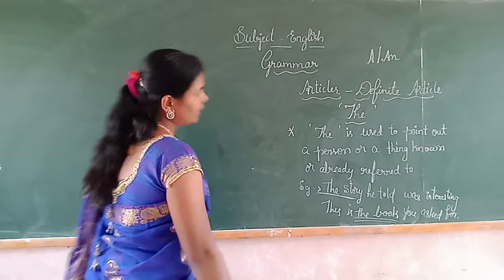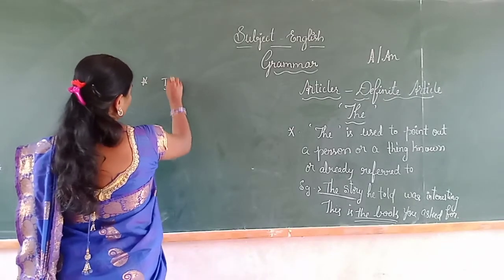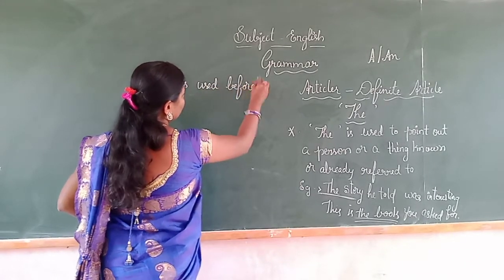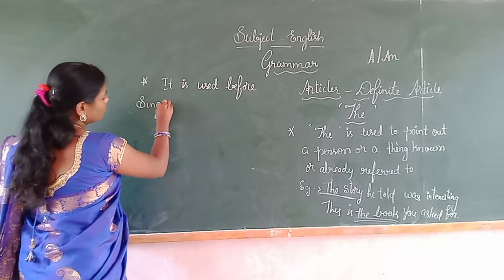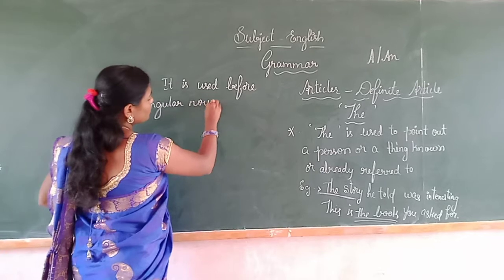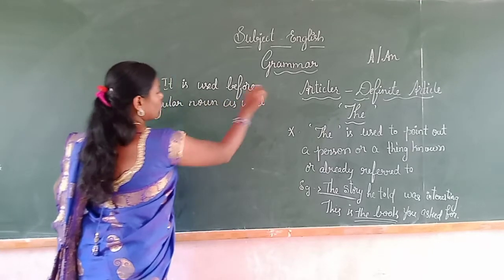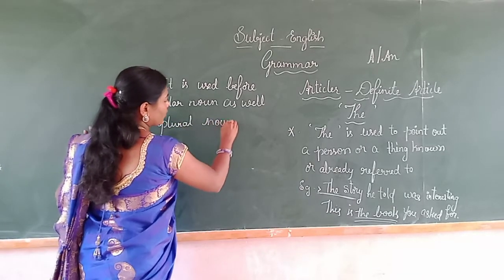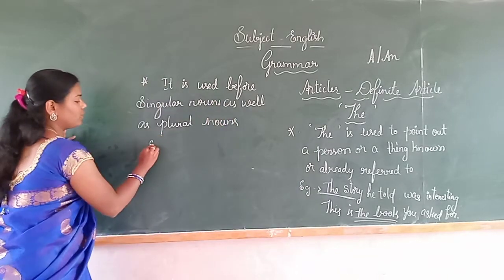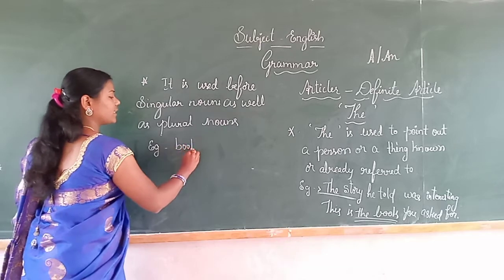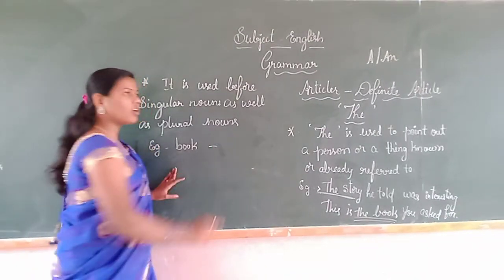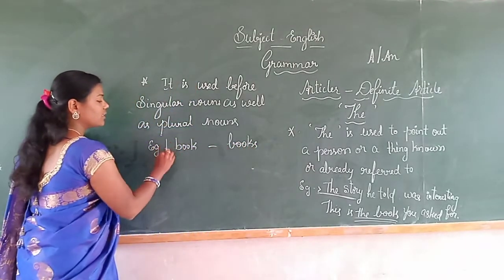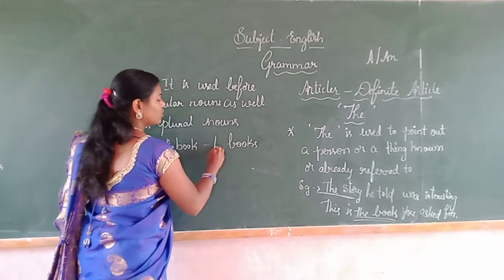And second point, it is used before singular noun as well as plural noun. For example, book. Is it singular? Yes, it is a singular noun. What is the plural form of book? Books. We add s. So here the books and the book.